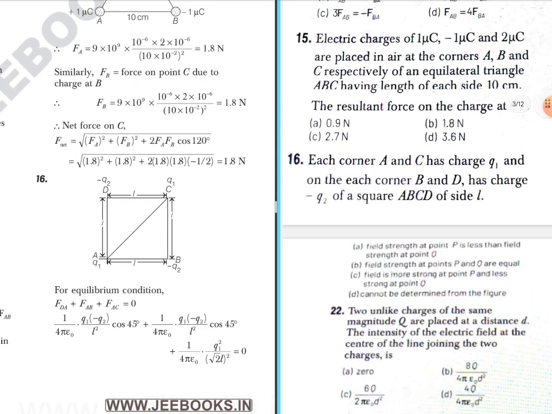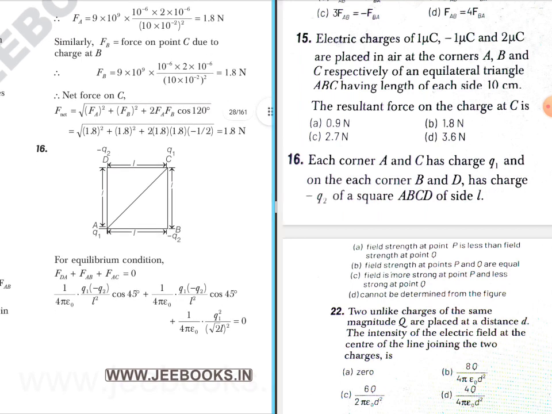Each corner A and C has charge Q1, and the other corners B and D, diagonally opposite, have charge minus Q2 of the square ABCD of side length L. Okay. And the field strength at the point P.